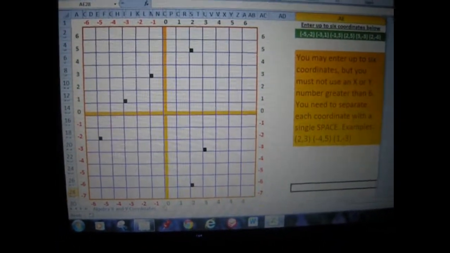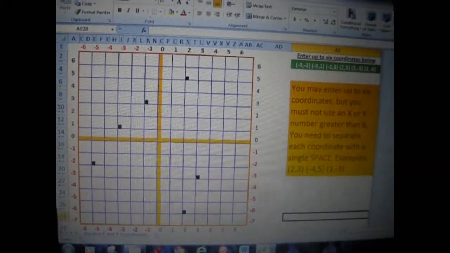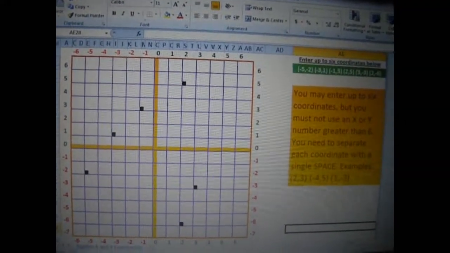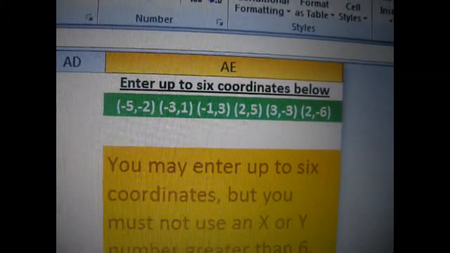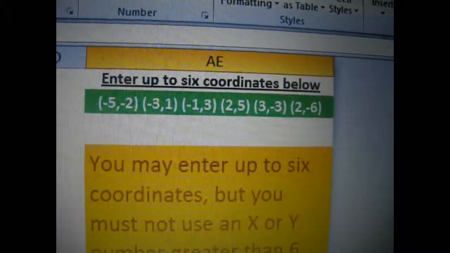This is one of my newest Microsoft Excel creations. It's an X and Y coordinate algebra graph. It does the work for you. Here's how it works. This field right here, the green section, is the only entry field. You can enter up to 6 coordinates.